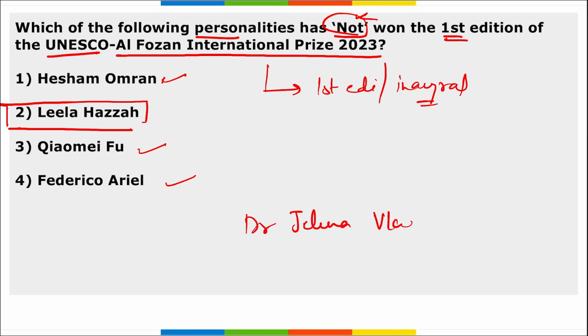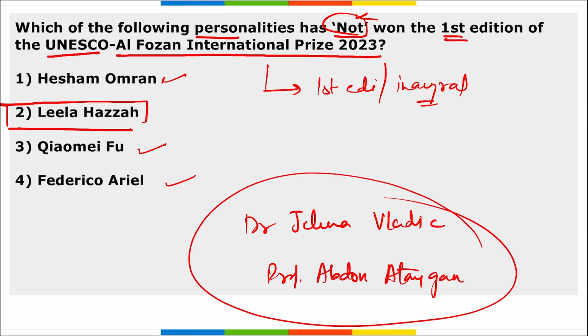Jelena Vladic and Professor Abdon Atangana. These are the total 5 individuals who have won the first ever edition of the UNESCO's Al Fozan International Prize for 2023. Correct? Next.